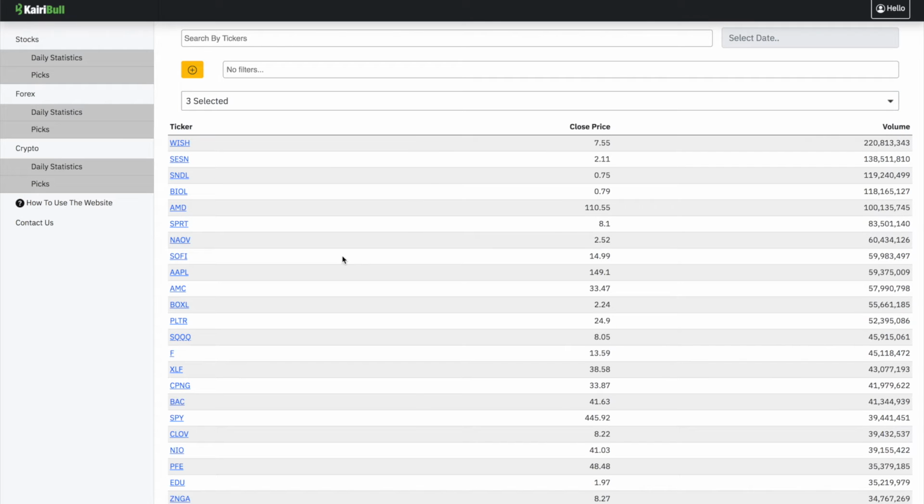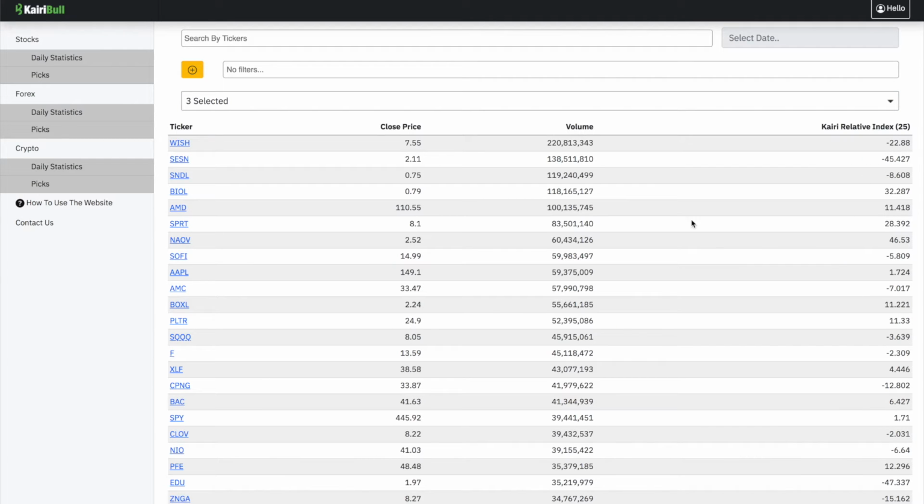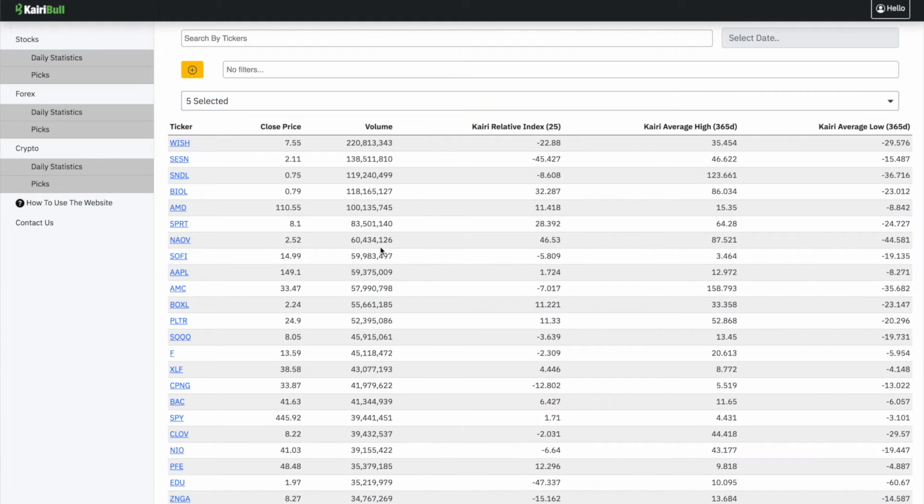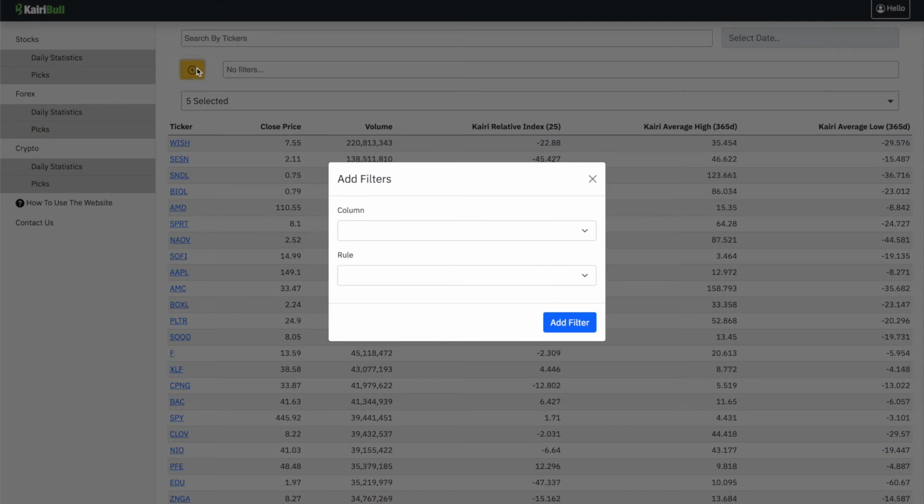You can head here and see the Kyrie here. If you remember from the trading strategy video, the Kyrie index alone doesn't tell us anything. We need to understand which stocks have a Kyrie that is too high or too low. We have here the average high and the average low. And if you want to filter, we can sort out filters.